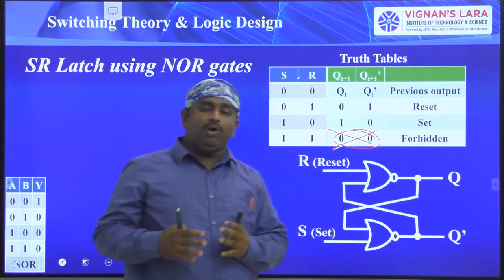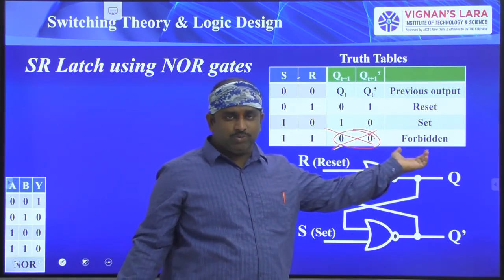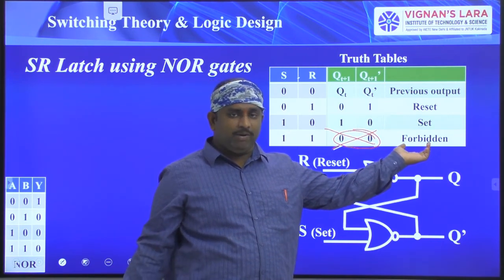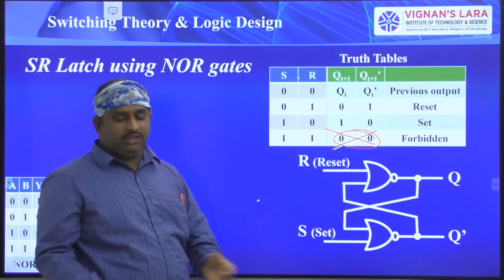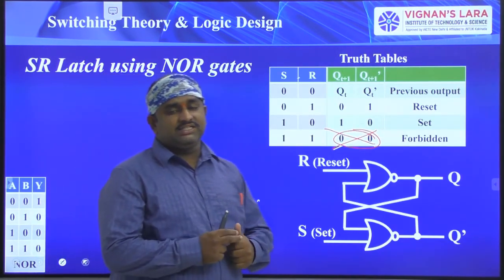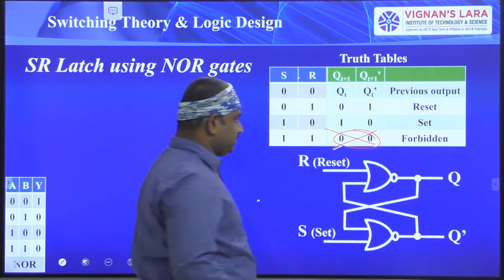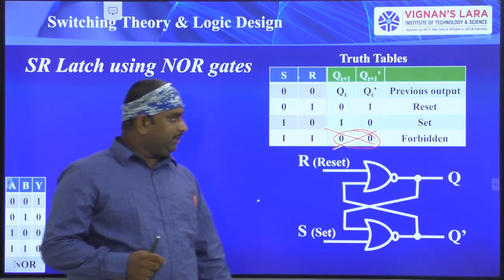Each textbook uses different names. Some textbooks write invalid state, some write forbidden state or undetermined state. Whatever the name, all these states are the same. So this is about the SR latch using NOR gates. Okay, right. Thank you.